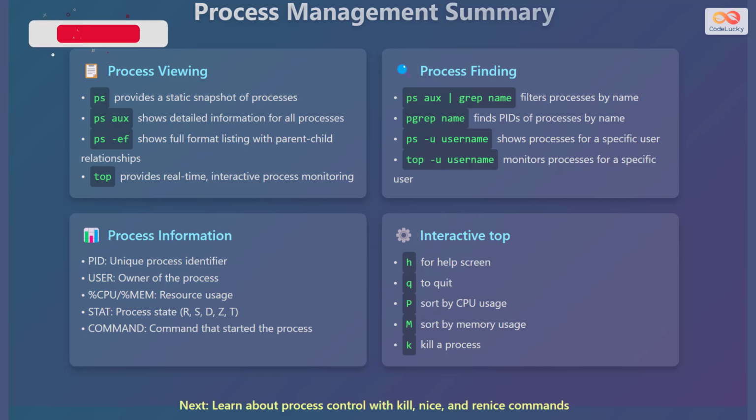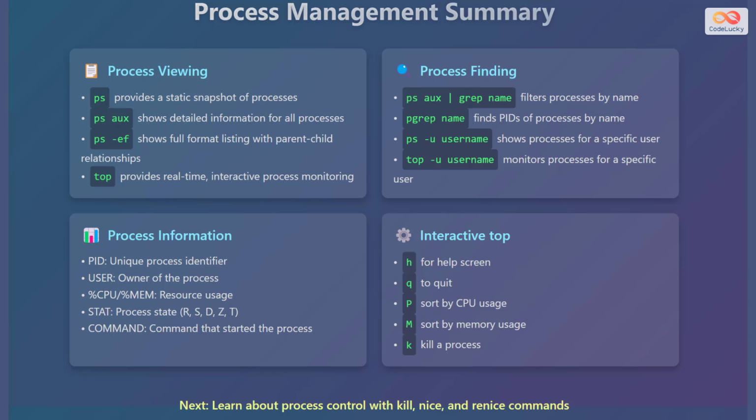Let's recap the key points of process management in Linux. For viewing processes, the ps command provides a static snapshot of processes, the ps aux command shows detailed information for all processes, the ps -ef command shows full format listing with parent-child relationships, and the top command provides real-time interactive process monitoring. For finding processes, the ps aux pipe grep name command filters processes by name, the pgrep name command finds process identification numbers of processes by name, the ps -u username command shows processes for a specific user, and the top -u username command monitors processes for a specific user.